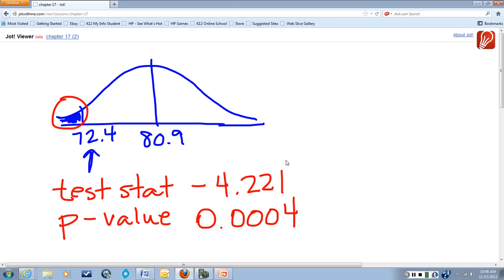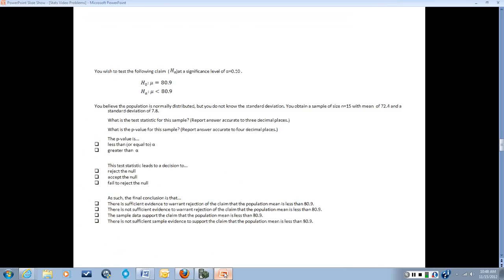So we found our test statistic and our p-value. Remember, the p-value is the probability that this would happen were the null hypothesis actually true. Our alpha, if you remember, was 0.10. So if we go back to the question, we found the test statistic, we found the p-value. The p-value is less than or equal to alpha. 0.0004 is significantly less than 0.10. And when we have a p-value that is less than our significance level, alpha, we will reject the null hypothesis. In other words, it is so unlikely that the null hypothesis is true given the data that we obtained, that we're going to reject that null in favor of the alternative.